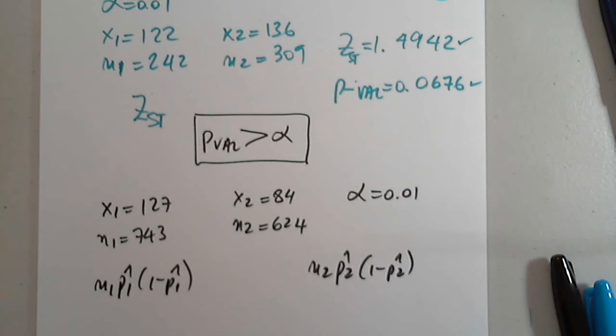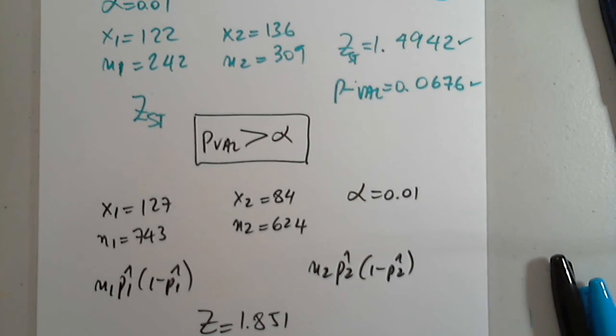Find the test statistic. So, x1, 127. And n1, 743. x2, 84. n2, 624. And we want greater than P1, so that's all okay, and we want to draw. So we got the test statistic 1.851 and the p-value 0.0321.